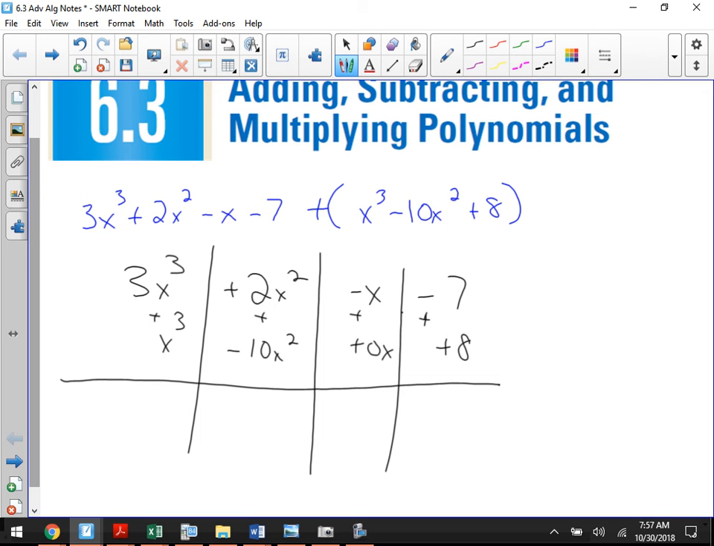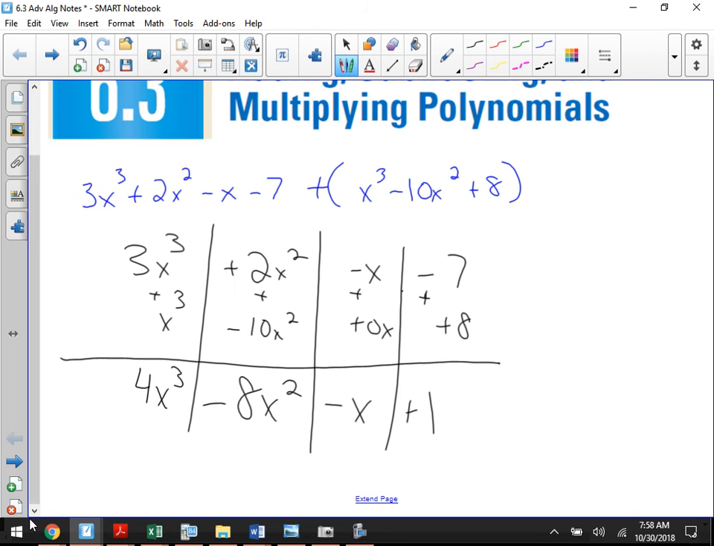And what's 3x cubed plus x cubed? 4x cubed. 2x squared minus 10x squared, negative 8x squared, negative x plus 0x, negative 7 and 8. And there's your answer.